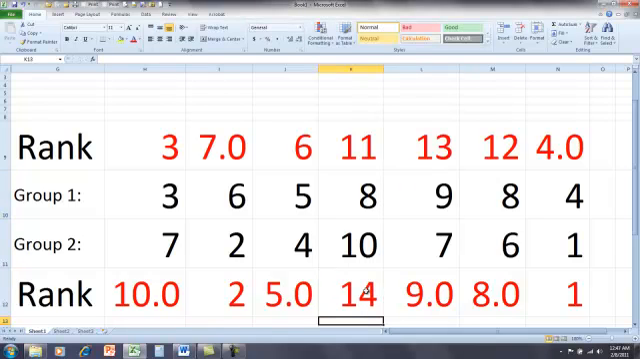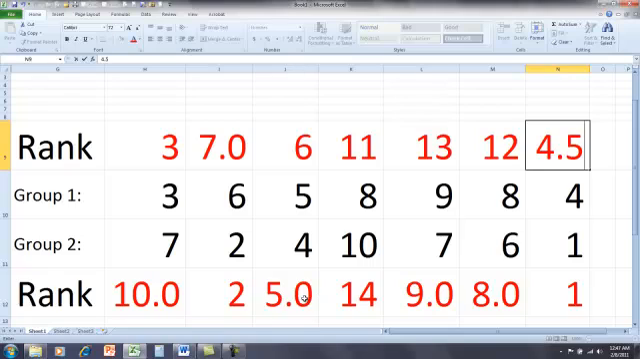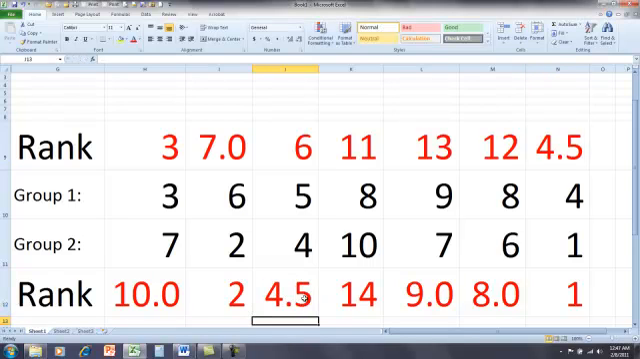Now, we cannot give different rankings to the same numbers. So here's a 4, here's a 4. All we're going to do to rank them, we're going to add these two numbers together, 4 plus 5 to get 9, divide by 2, 4.5 here, 4.5 here. Numbers of the same magnitude have the same ranking.